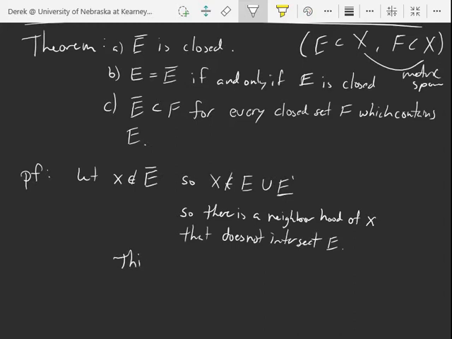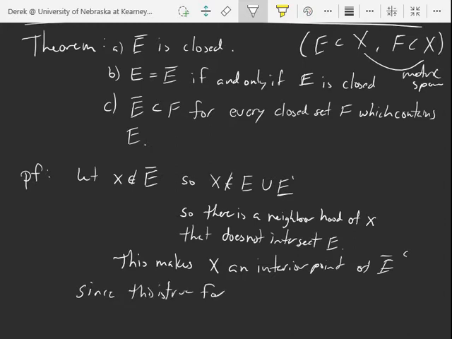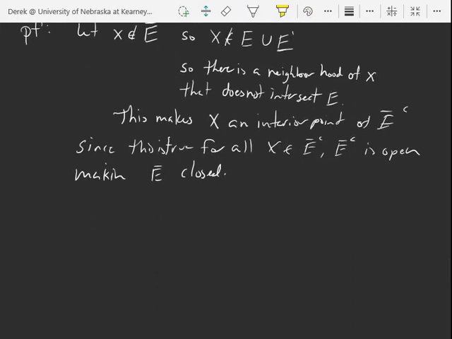This makes X an interior point of E bar complement. Since this is true for all X in E bar complement, E bar complement is open, making E bar closed.